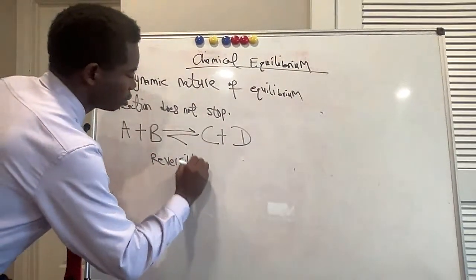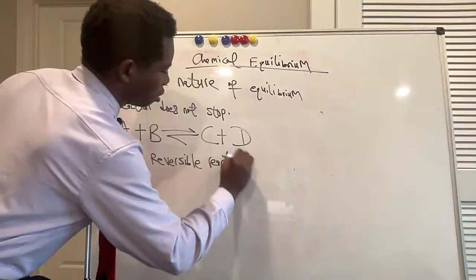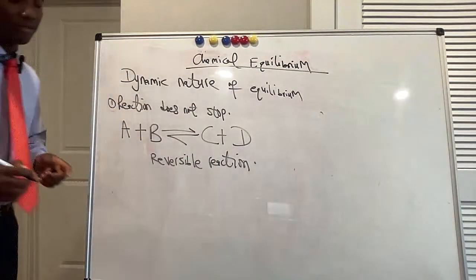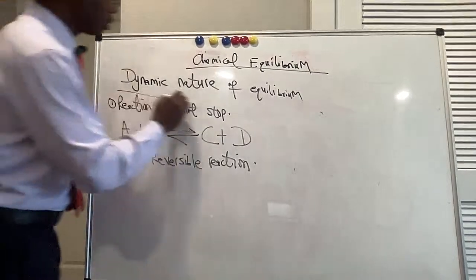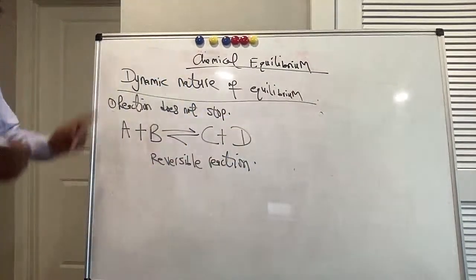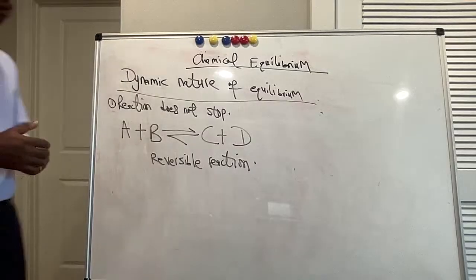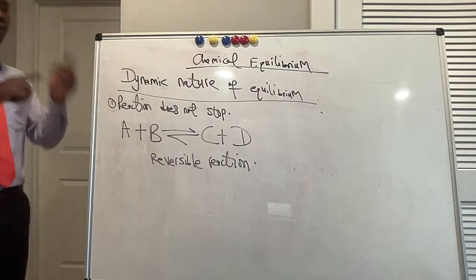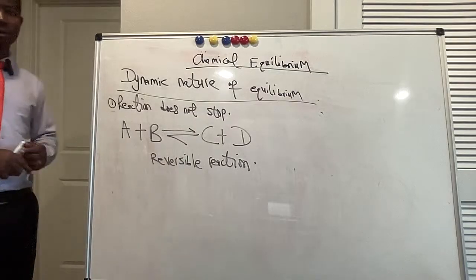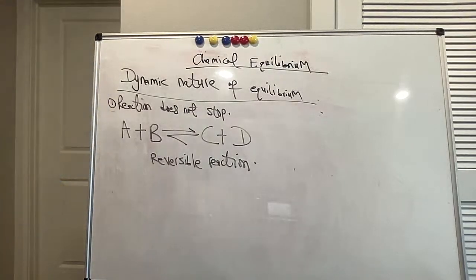Reversible what? This is also a reversible reaction. So don't forget, we are looking at the dynamic nature of equilibrium. Number one, reaction does not stop. It means reactions are in constant motion of producing either product or reactant.